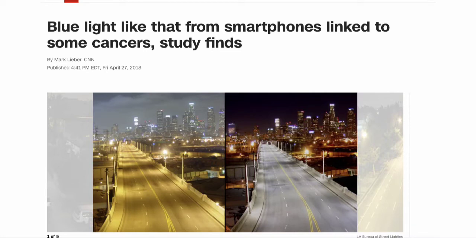Look at this highway, left and right. The yellow light is much more friendly. It's a softer light, and it doesn't destroy as much of the melatonin. It'll still destroy some, but not as much. Now look at the road on the right, and it's so bright white. And this is from CNN from 2018. Blue light, like that from smartphones, is linked to cancers. Let's go on.